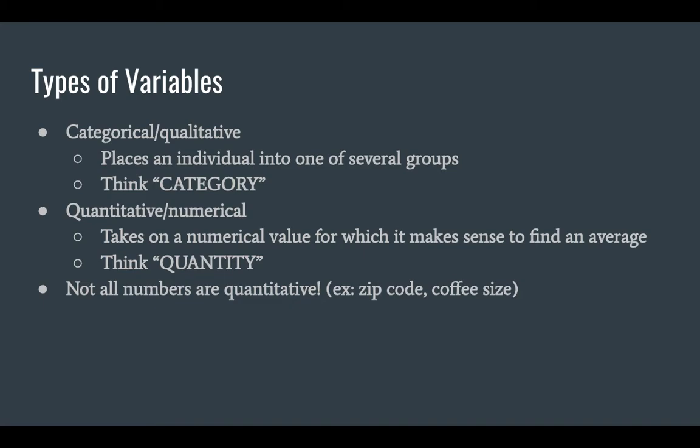Zip codes are numbers, but we don't find an average zip code. Coffee sizes are numbers: 12 ounce, 16 ounce, 20 ounce. If you're feeling really bold, maybe you want to go for that Trente, that 30-ounce coffee. But we're not going to say the average coffee size for a day. So those numbers are actually categorical. When you're looking at a number, think to yourself, would it make sense to average this value? Would it make sense to do numerical operations on these numbers?